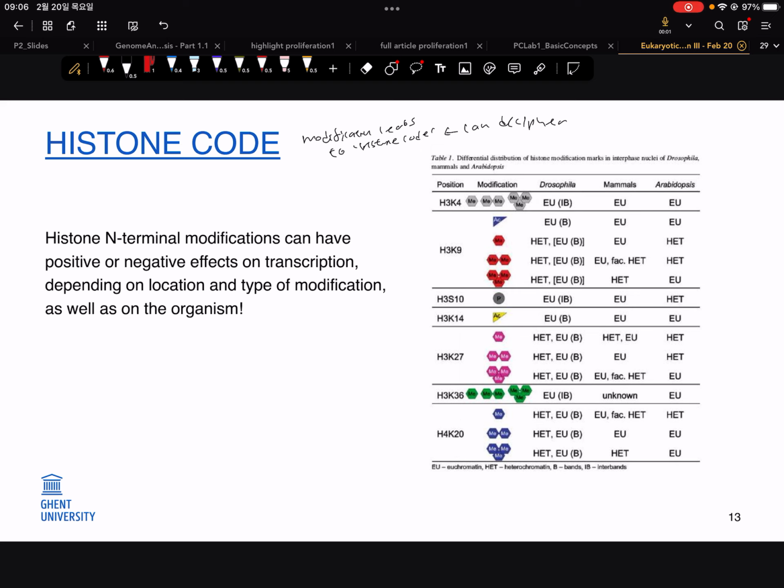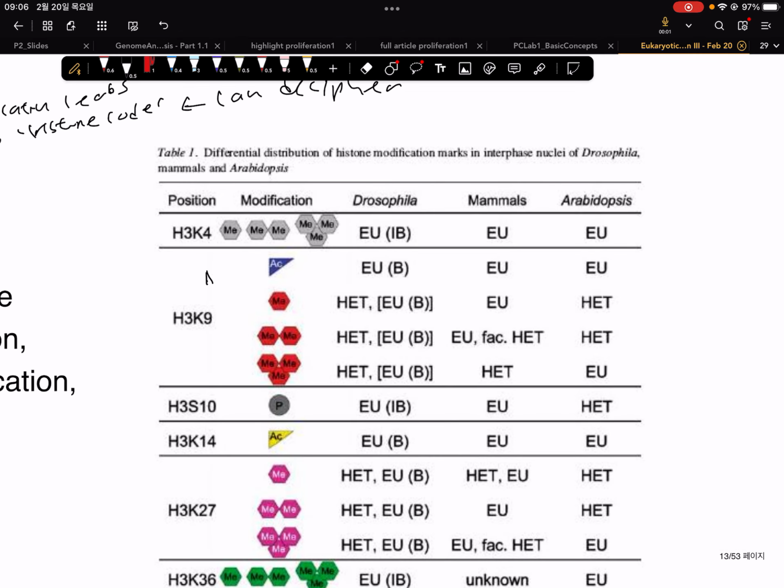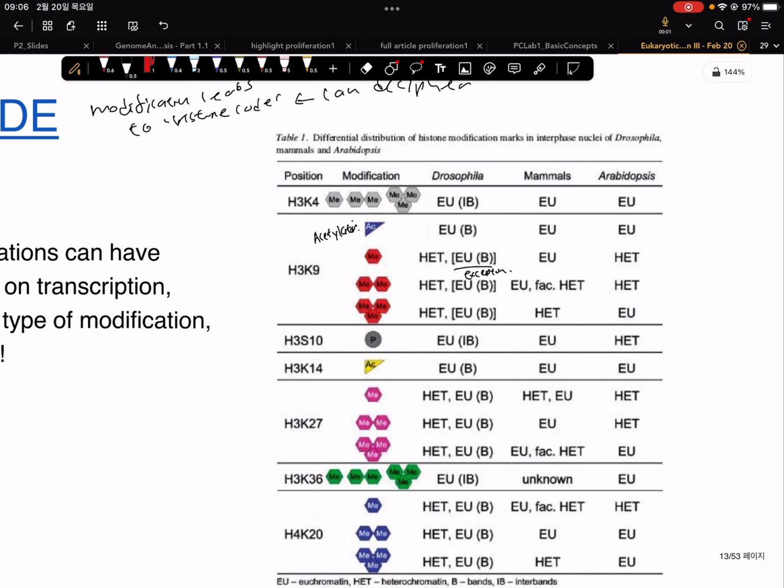For acetylation, as I said, always in active genes, euchromatin. So some of them are not so difficult. But then you get the annoying ones, like histone 3 lysine 9 monomethylation, which is in heterochromatin often, but not always. Then already something between brackets, an exception to that rule: in mammals it's in euchromatin, and in Arabidopsis it's in heterochromatin that we find that one.